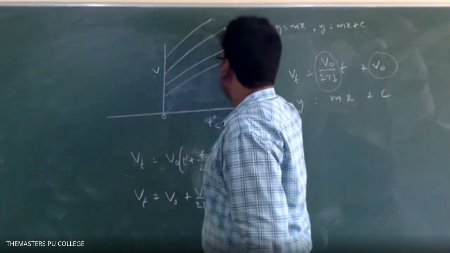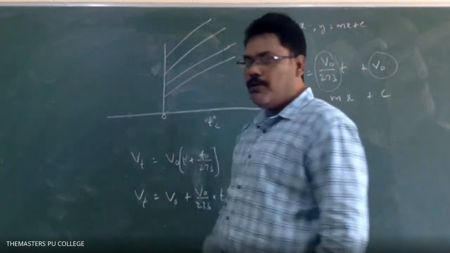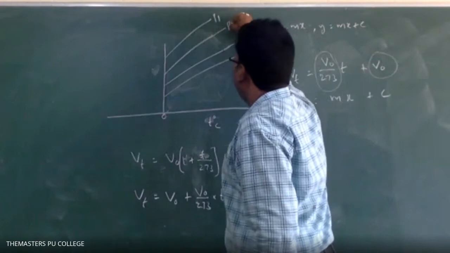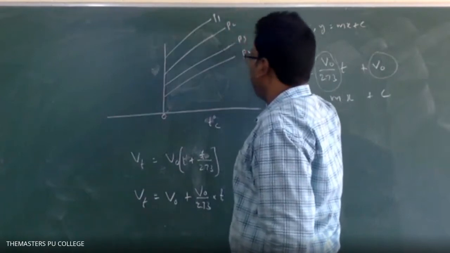Here, one more, you write. Okay, got it? Now this one. Okay, so this is P1, P2, P3 and P4.